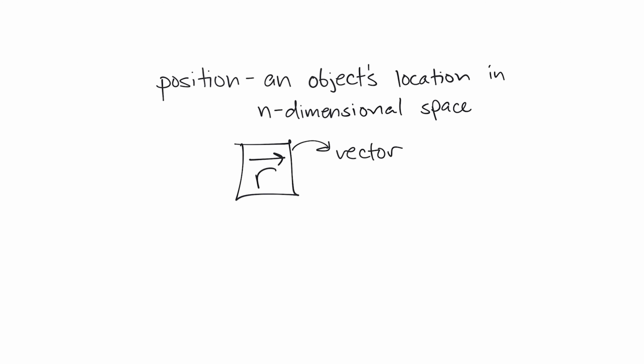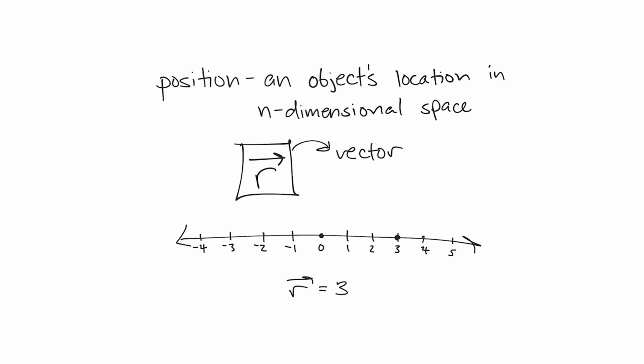For example, if on a number line, this is my number line, if I plot my object to be here at 3, I could say my position R equals 3. Hopefully at this point in your life, you know that a vector is a quantity that has both a magnitude and a direction. So you may be wondering how an object's position in space has a magnitude and a direction. After all, the object is just sitting there doing nothing, just chilling.